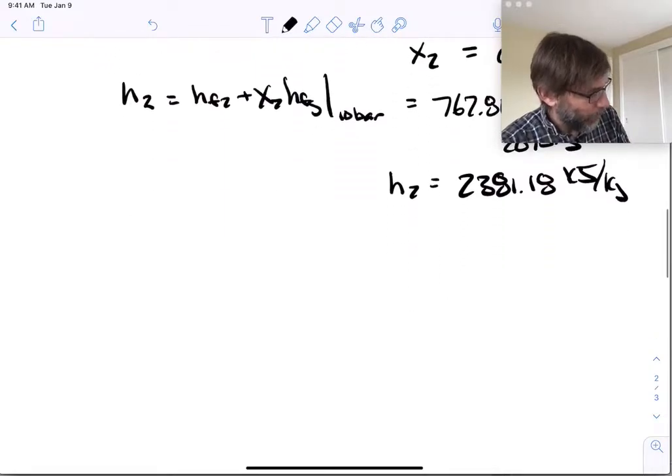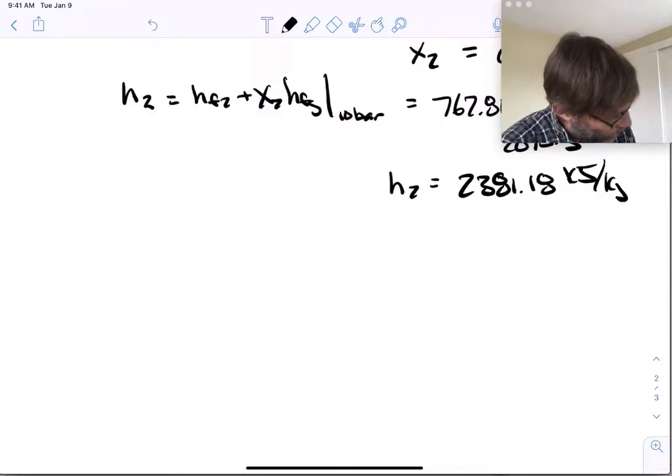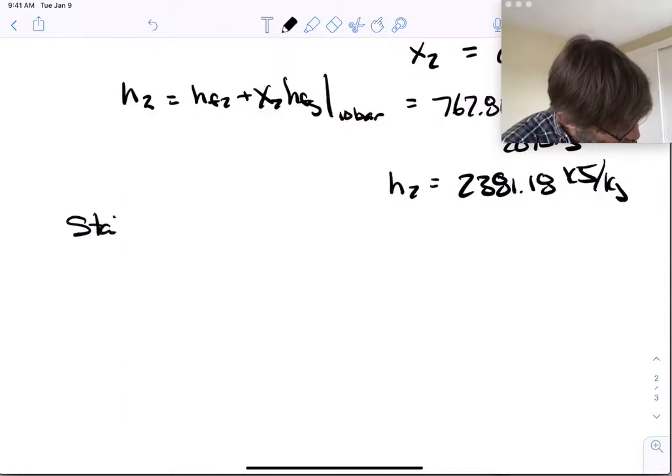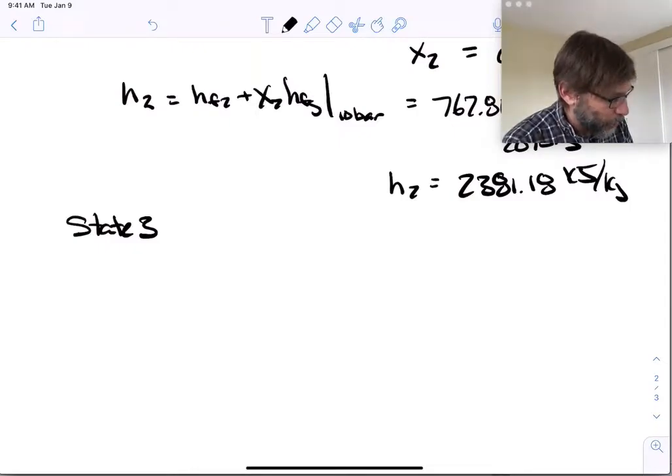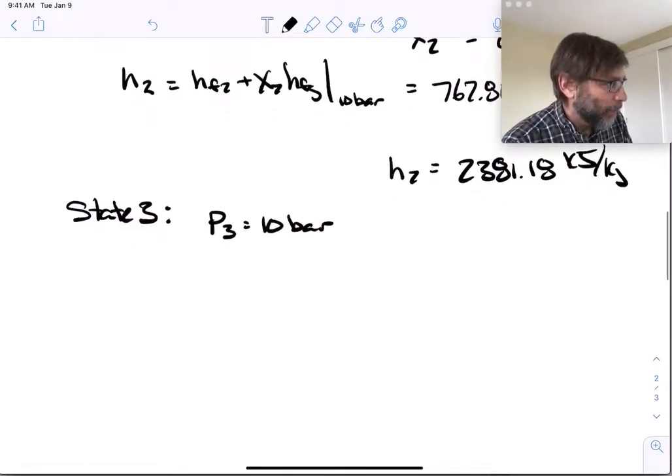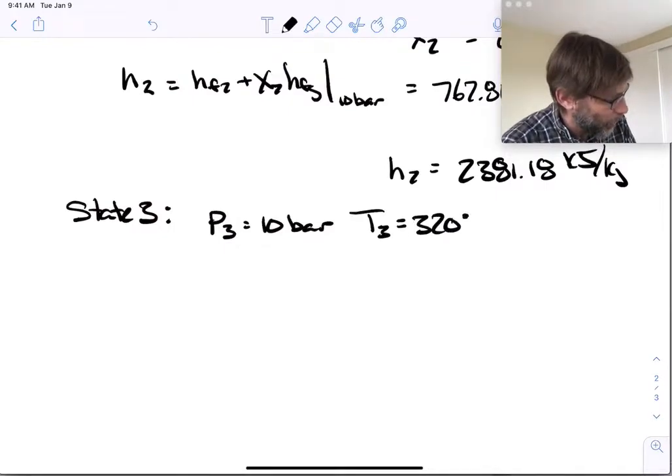Okay, and then of course we got to move to state 2. So this is what you do. You just go through this exercise, and you go through the ideal Rankine cycle by going from state to state. So P3 is also equal to 10 bar, and T3 is equal to 320 because it's reheated to 320 degrees C.